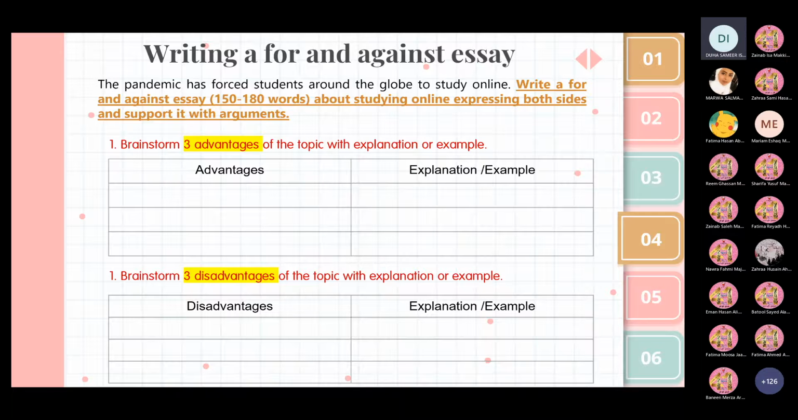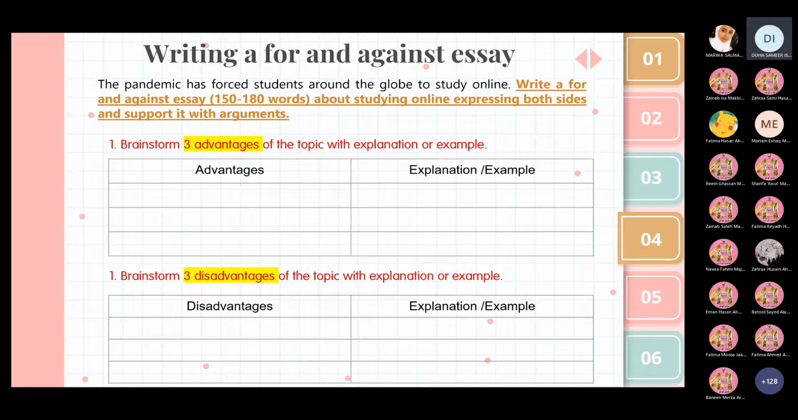What is the title of the essay? From the question, you're going to find the title of the essay. What is the title? Excellent, Ella. Studying online. Well done. Okay, now we're going to give you some time to brainstorm. Do we have time, Miss Marwa? Can we do it now? Not much, but they can write in the chat. We can discuss it together.